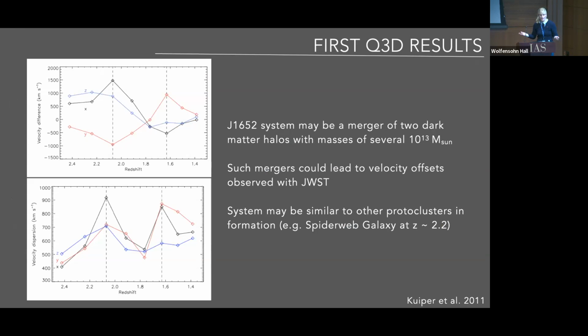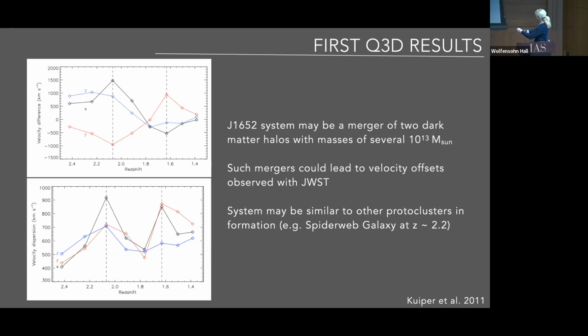So we started to look at the literature, and we found that in merging protoclusters, you can get velocity offsets of galaxy groups even for like small projected distances on the sky.